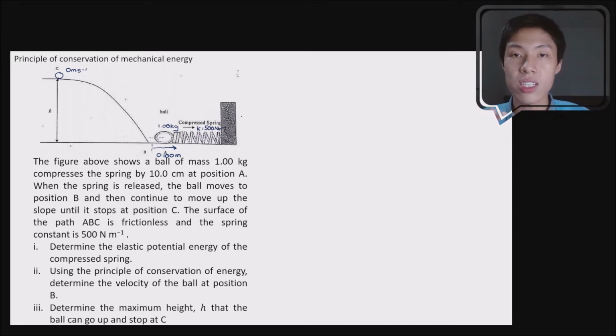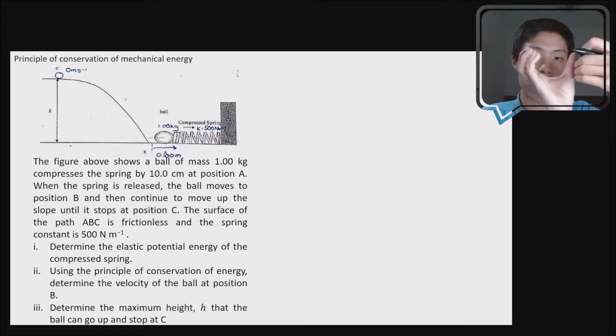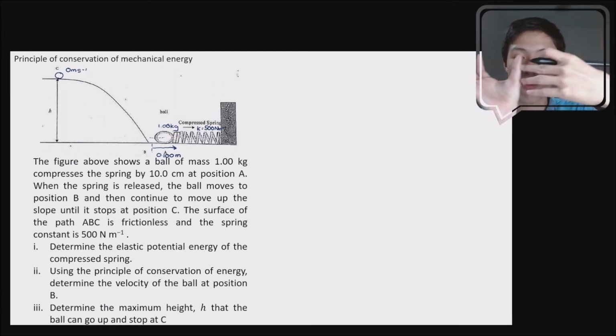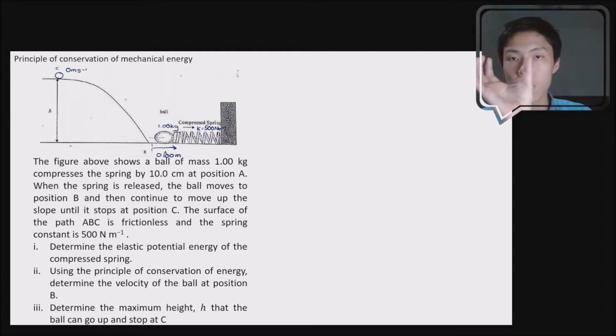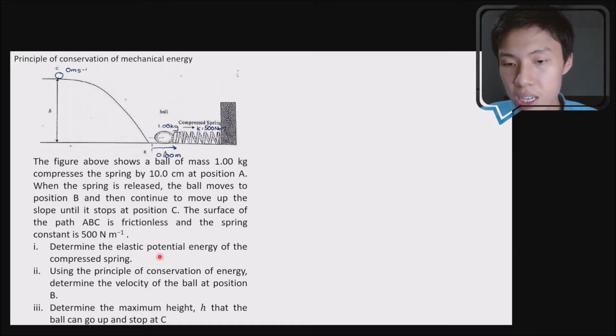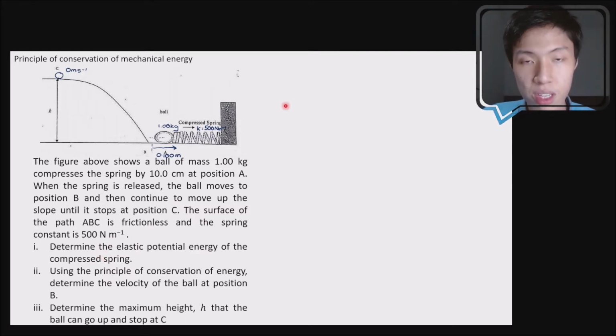Okay, so this is a situation, a compressed spring. You place a ball there, then you let go, the spring relaxes to its original length while pushing the ball. So the ball undergoes a journey from A to B, then goes up until it stops at C. Okay, so determine the elastic potential energy of the compressed spring. This part is still relatively straightforward.